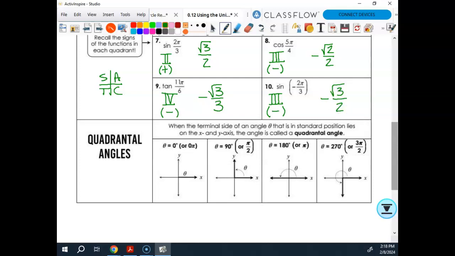Okay? Everybody okay with those? Do you see how it all goes back to the first quadrant? We all are little first quadrant experts now. So if we can just relate the rest of the circle to the first quadrant, you got it down, okay?